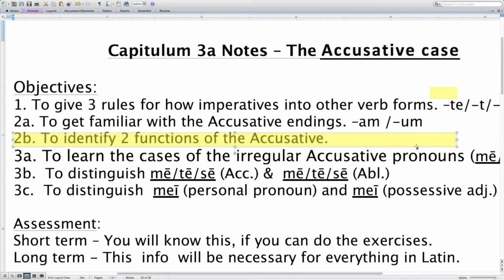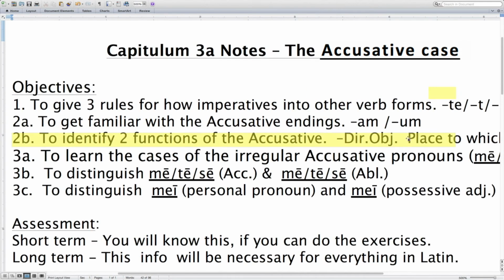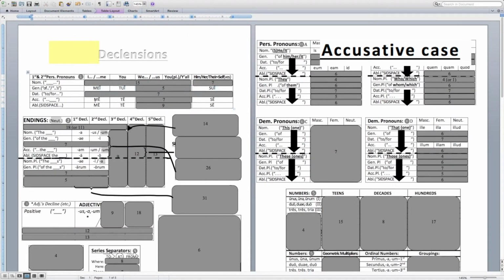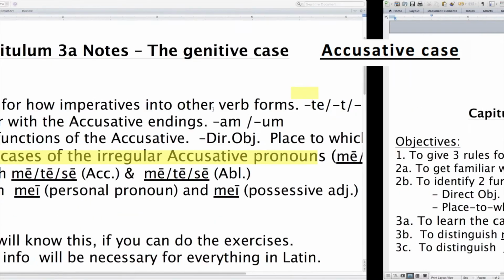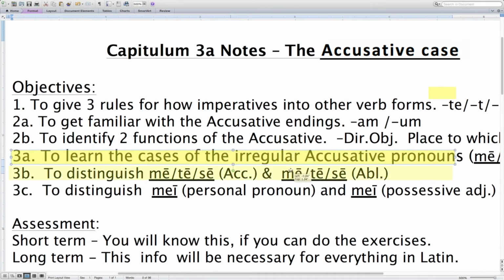Objective 2b, to identify the 2 functions of the accusative. Do you remember what they were? Direct object and place to which. Objective 3a, to learn the cases of the irregular accusative pronouns. Well, hopefully you remember that they were mei, me, tui, te, and sui, se. You might want to make a little chant out of that. Your chant will get bigger as the year goes on.